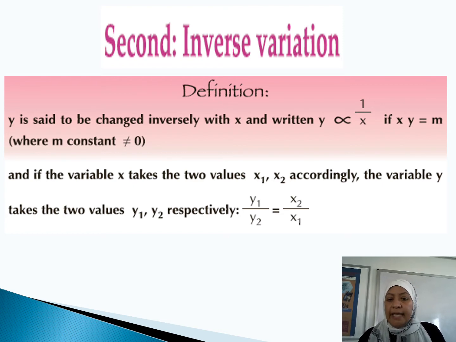And if the variable x takes the two values x1 and x2, we use the same rule: y1 over y2 equals x2 over x1. Why here do we exchange x2 and x1? Because we said before that we have an inverse relation. So y1 over y2 doesn't equal x1 over x2. y1 over y2 equals x1 over x2 in direct variation. In the inverse variation, y1 over y2 equals x2 over x1. Okay, let's start to solve.